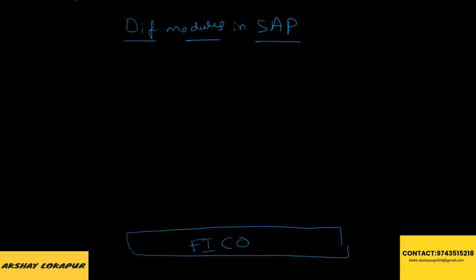It has your financial bookings and your balance sheet. Accounts payable and accounts receivable will all be taken care of by FICO, right? So this is our first module, and then we'll have SAP MM, which is called sourcing and procurement in S4 HANA.